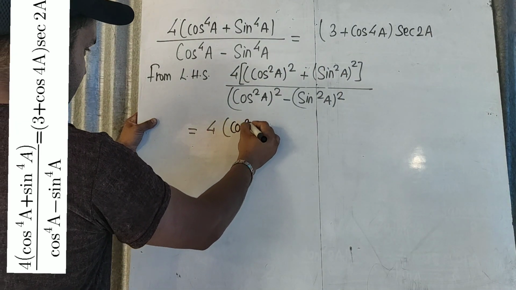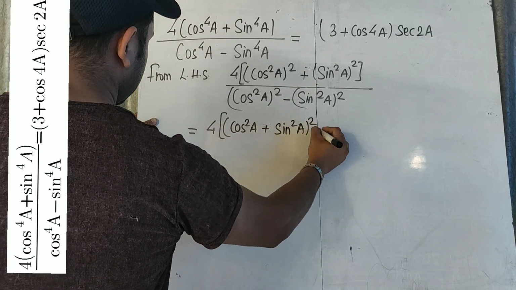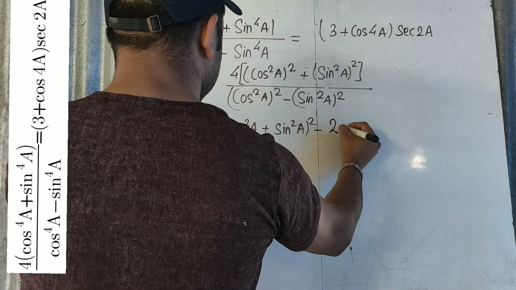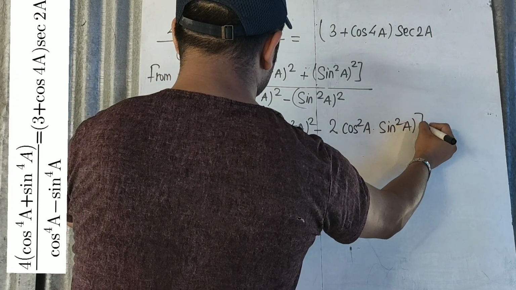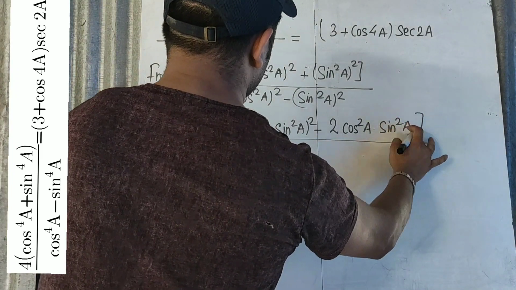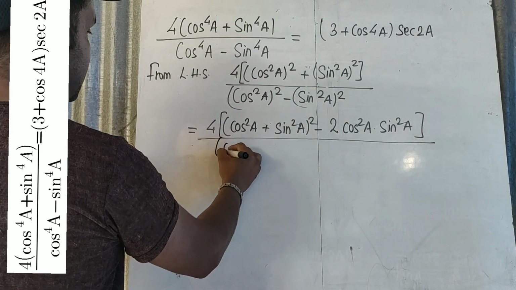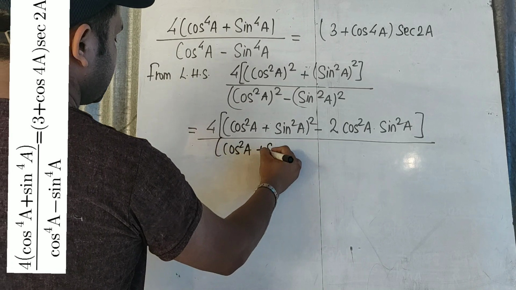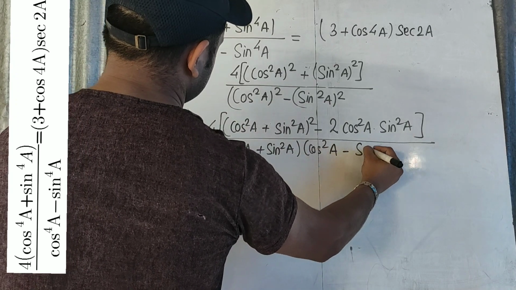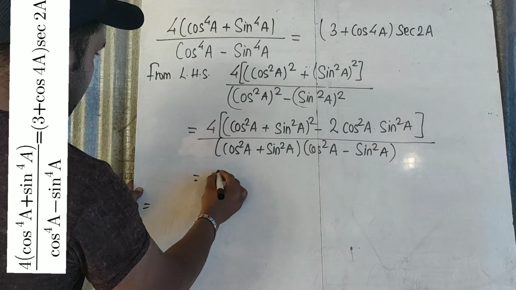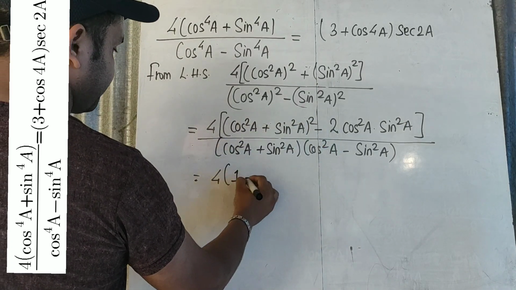Your formula is a plus b whole square minus 2ab. Divided by, now you have cos square a whole square minus sin square a whole square. We can compare this with a square minus b square. Your formula is a plus b into a minus b. So 4. Cos square plus sin square is 1. 1 square is also 1, minus 2.